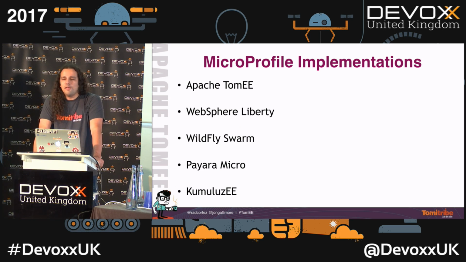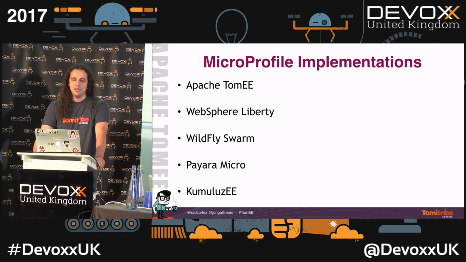So if you go to any of these vendors, we as Tomitribe and committers of Apache TomEE are now supporting MicroProfile. There's also support from WebSphere Liberty, WildFly Swarm, Payara Micro, and KumuluzEE. All of these servers implement the MicroProfile specification, so you can use them to run your microservices.